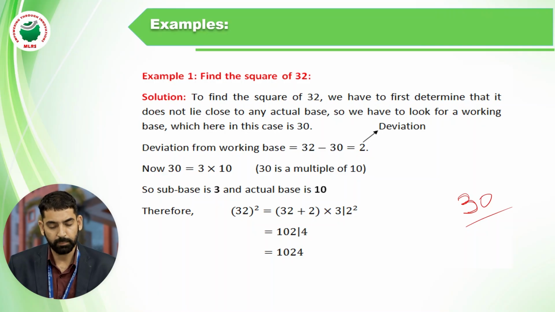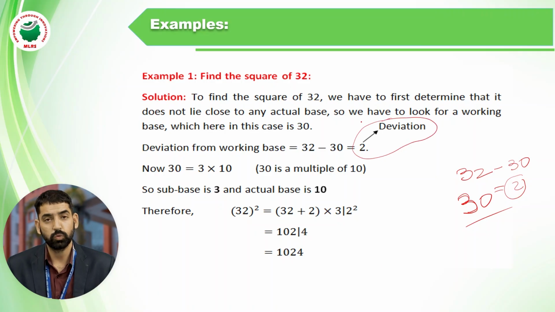After setting the working base, which is 30, because 32 lies close to the base 30, we will look for the deviation. The given number is 32 and the working base now is 30. So 32 minus 30 equals 2, which is the deviation. I have mentioned clearly here that 2 is the deviation in this case.